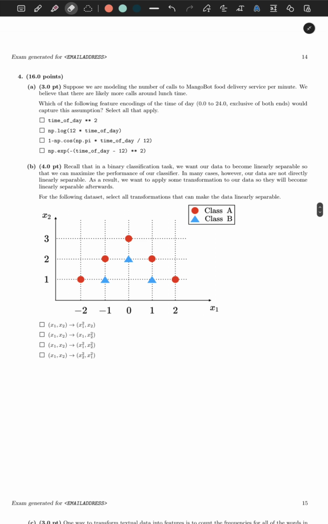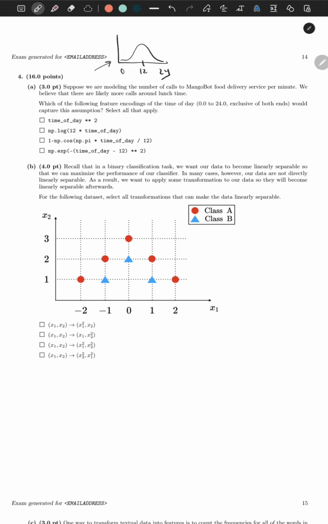Okay, so if we want to make a plot that shows that food delivery occurs more often around lunchtime, it would look something like this, where we have a plot from 0 to 24 on the x-axis, and then we should have a spike around lunchtime, which is 12 in the middle, so something like that.